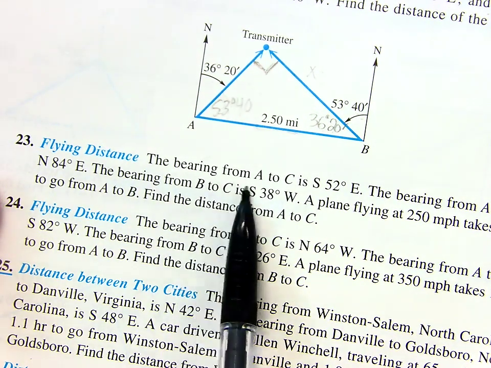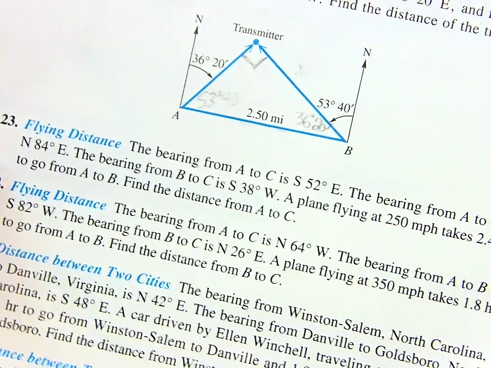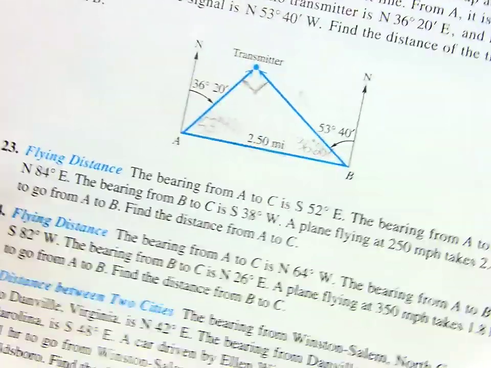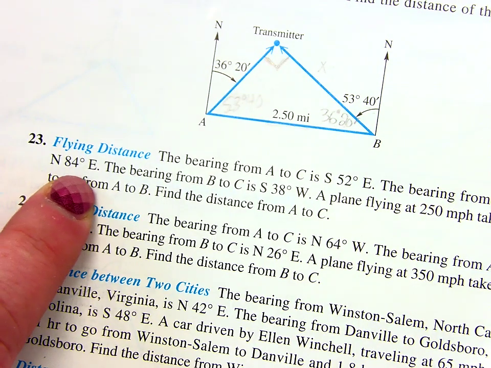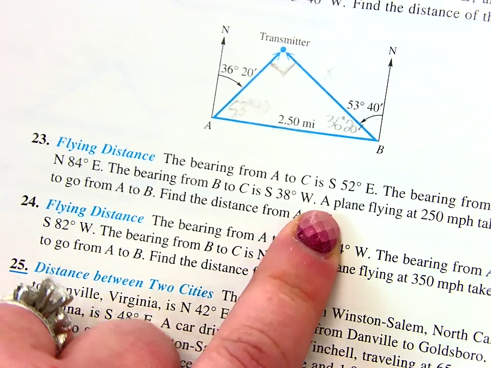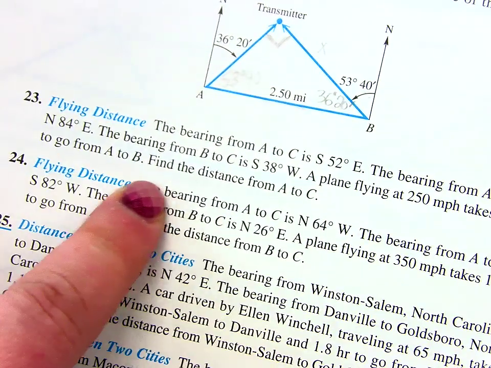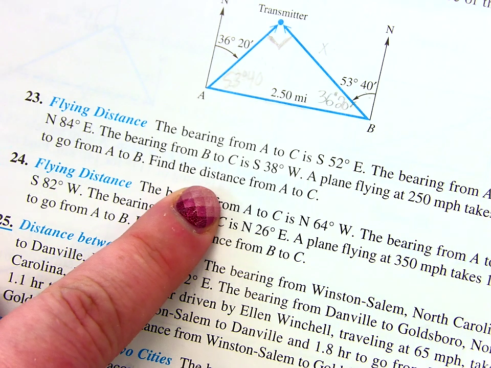Flying distance. The bearing from A to C is south 52 degrees east. The bearing from A to B is north 84 degrees east. The bearing from B to C is south 38 west. A plane flying at 250 miles per hour takes 2.4 hours to go from A to B. Find the distance from A to C.